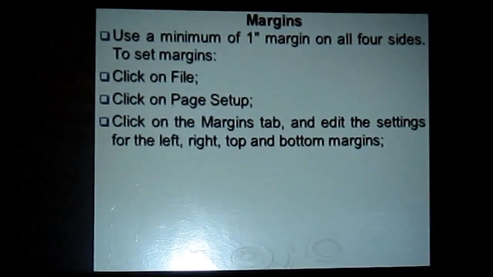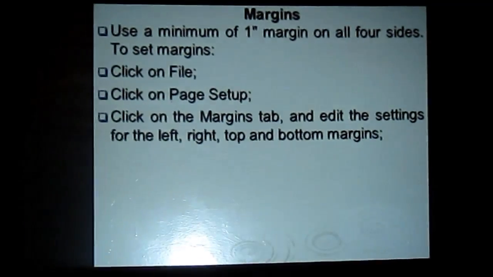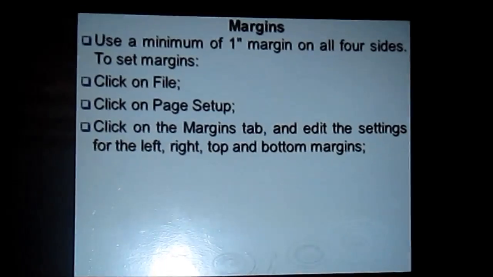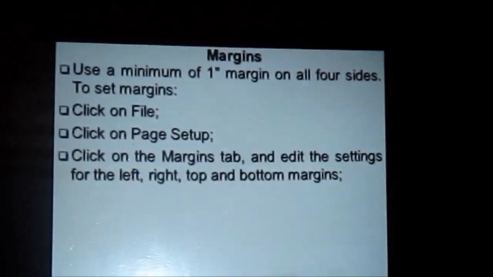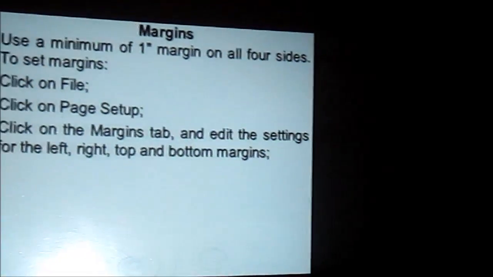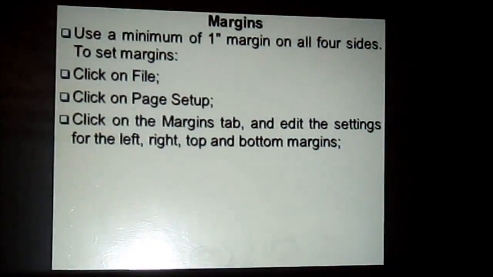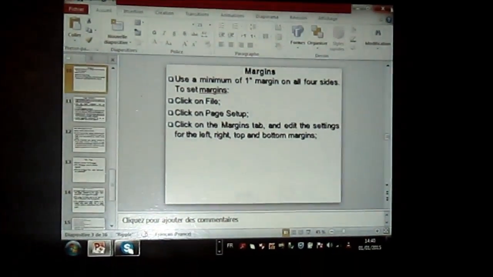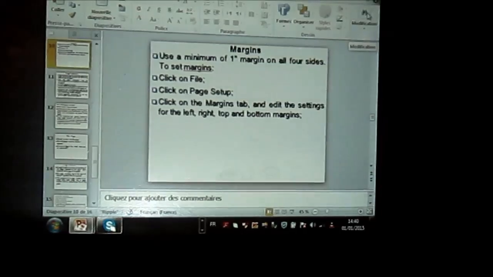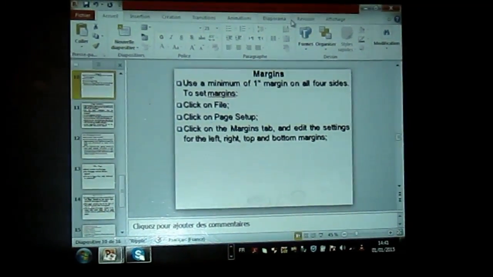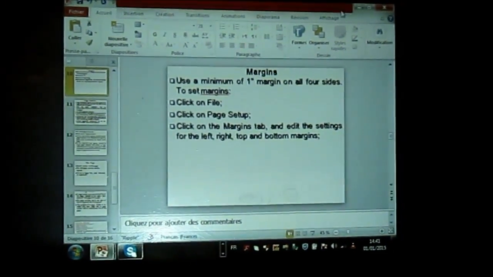Alright, how to set the margins? The margins are 1 inch. The margins to be set are 1 inch on all sides of your research paper. In order to set the margins, alright, let's practice.